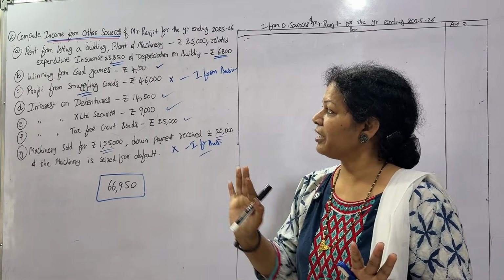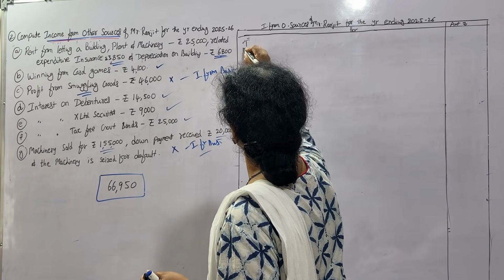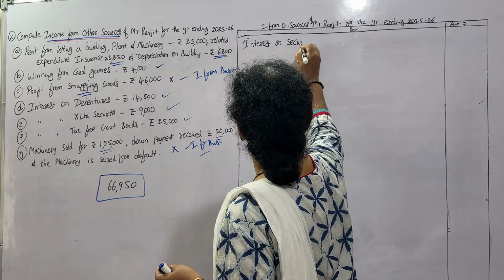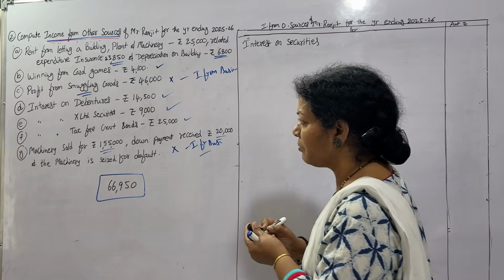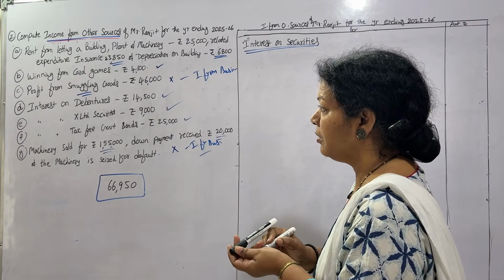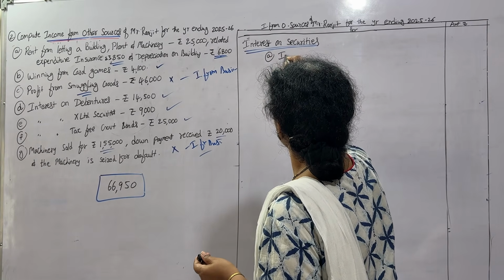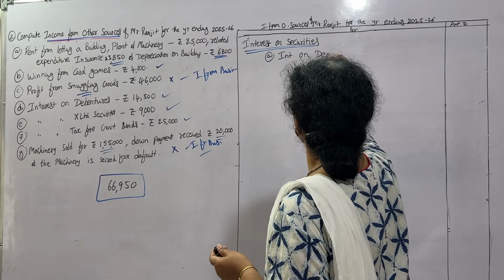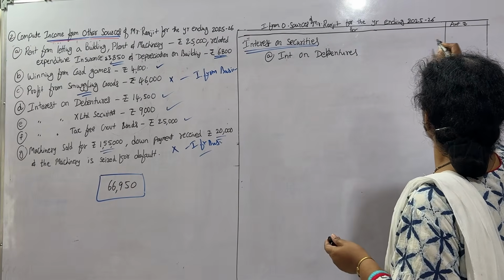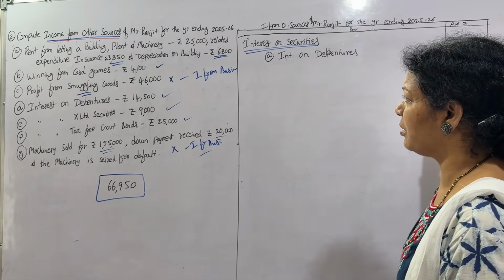First one, we don't have many transactions of interest on securities. Yes, we have 3, so we'll write interest on securities. We'll keep the heading because we have 3 types of interest, and we write them under this column. One is interest on debentures, 14,500. I'll write it in the outer column only. If we want, we can write it in the inner column and then the outer column.